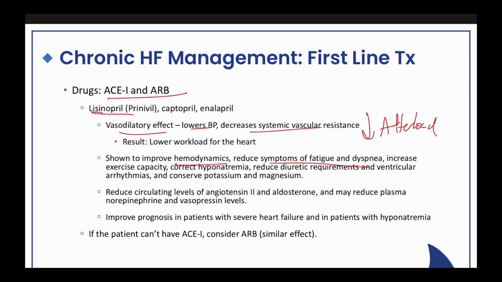What else is important? Reduce circulating levels of angiotensin II and aldosterone. May reduce plasma norepi and vasopressin levels as well. So giving ACEs or an ARBs helps improve the prognosis. So everyone has to be on an ACE or an ARB. If the patient can't have an ACE, what would be a reason that you would not give a patient an ACE inhibitor? Angioedema, the dry coughing. If they had those problems before, they can't go on an ACE again. Give them an ARB. The effect is the same.